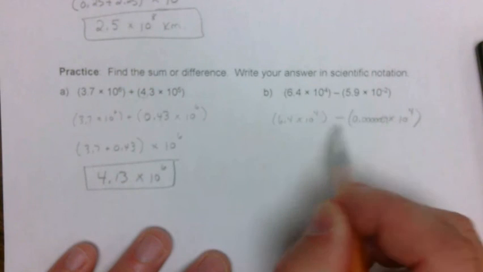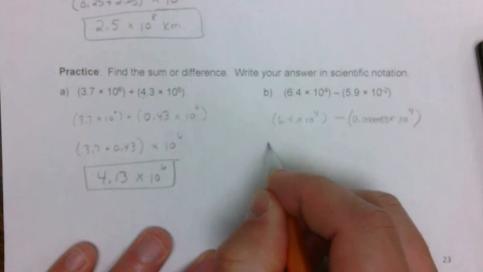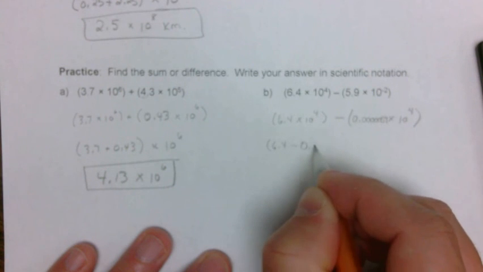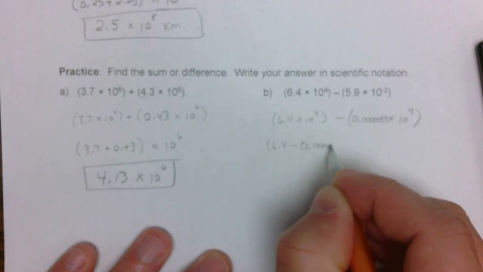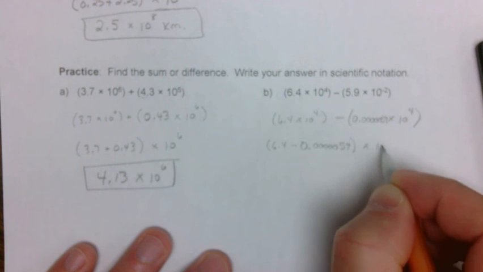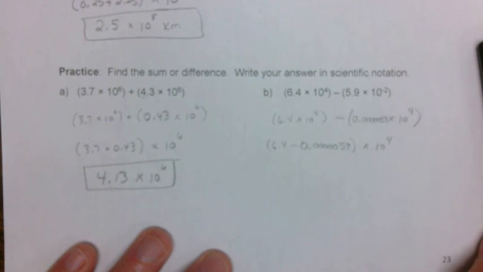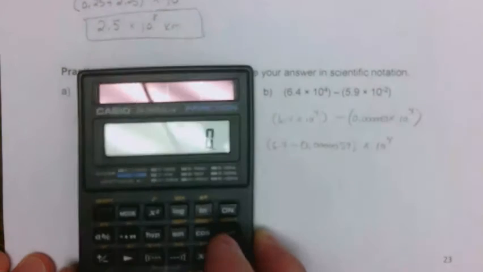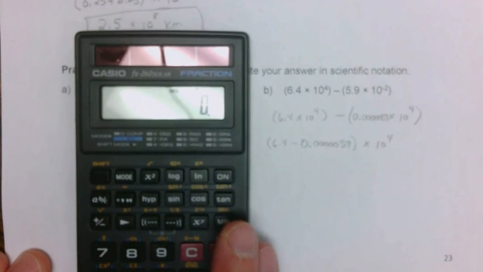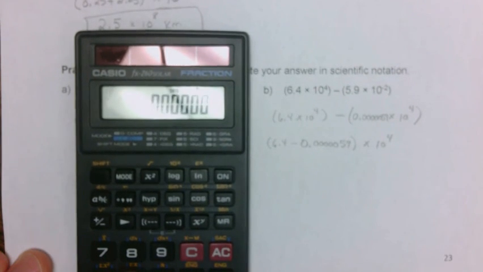Now that the powers of 10 are the same, I'm going to subtract the constants. 6 and 4 tenths minus 0.0000059. That answer times 10 to the 4th power will be the difference. And let's go ahead and punch this in. 6 and 4 tenths minus 0.0000059. Punch those in carefully.